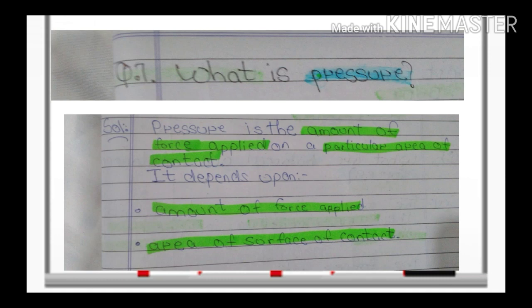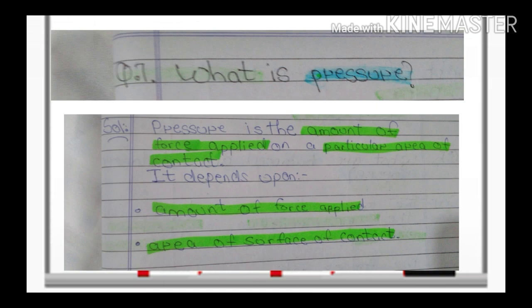Here comes the question: what is pressure? Now we are at a different unit. Pressure is a keyword here. Pressure is the amount of force applied on a certain area of contact. It depends upon the amount of force applied and the area of the surface of contact. So basically, pressure is the amount of force applied on a particular area of contact.